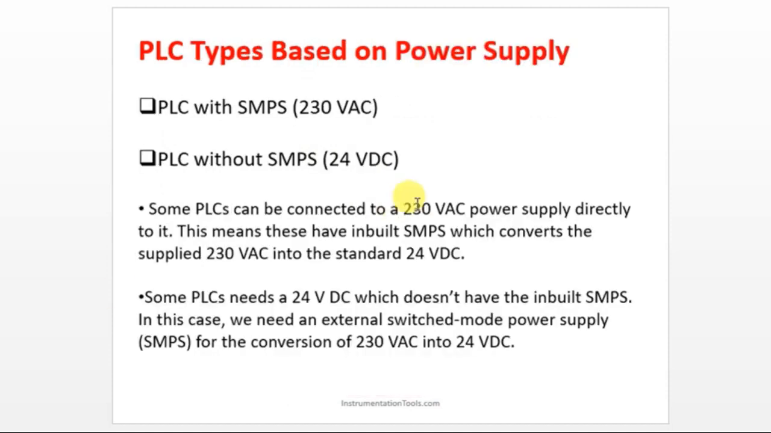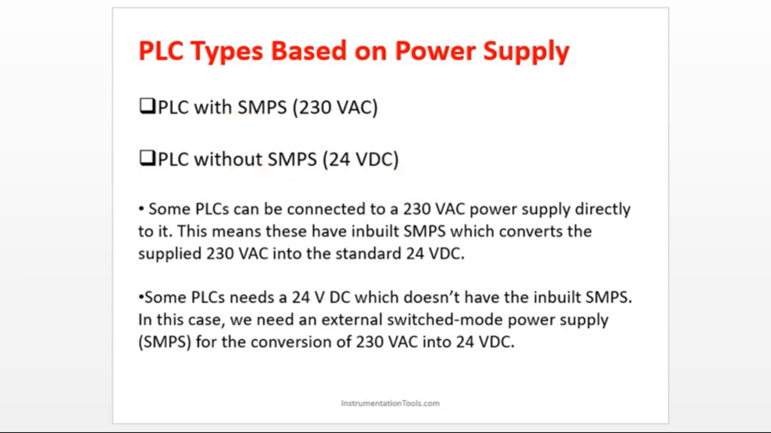And the third one depends upon the power supply. We have with SMPS and without SMPS PLC. That is nothing but the source voltage we are giving to the PLC. If you are giving 230 volts as a source to the PLC, it is called a with SMPS PLC, and if you are giving 24 volts to the PLC source, it is called a without SMPS PLC.